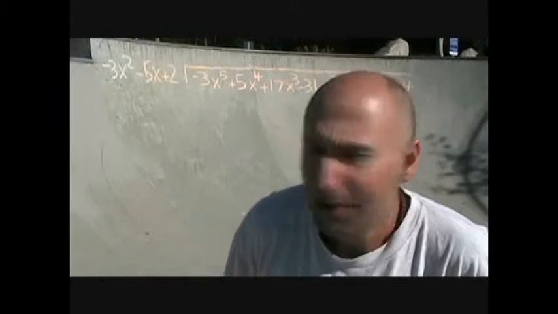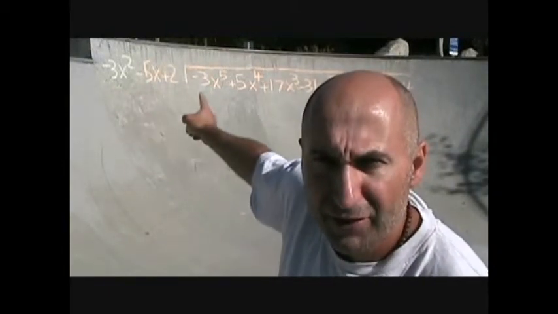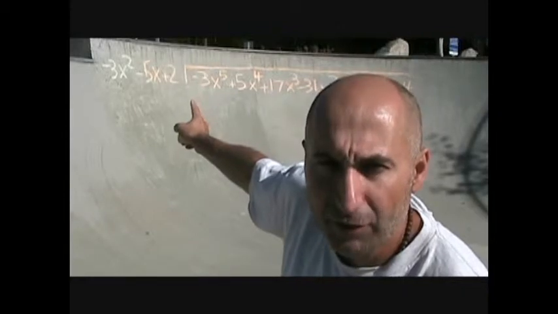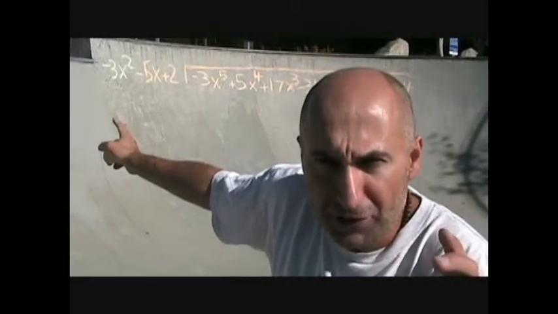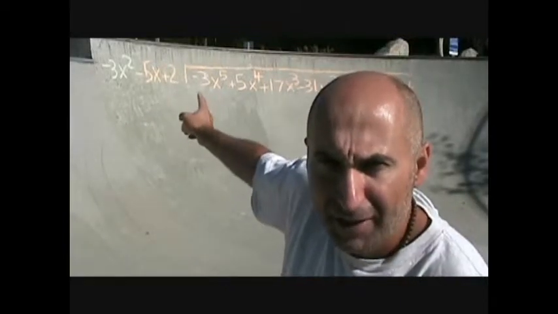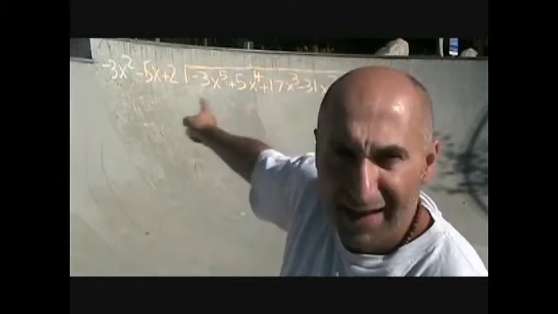So the question is, what are we going to multiply negative 3x squared by to give us negative 3x to the power of 5? Well, they both have negative 3 in front, so we don't need any coefficients up front. All we've got to do is match the powers, right, the x's. So all we're going to do is multiply by x to the power of 3.